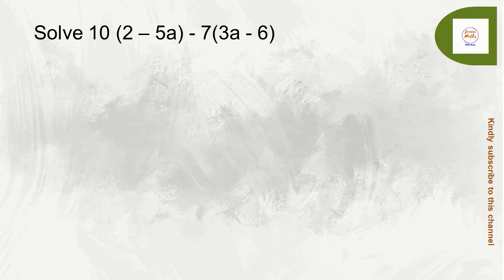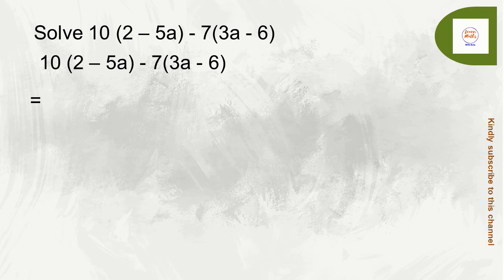Now another example. I love this example because it tests our knowledge of multiplication with the addition and subtraction signs. Many times students tend to mix up some of these things. So let's solve this together. You have 10(2 - 5a) - 7(3a - 6).